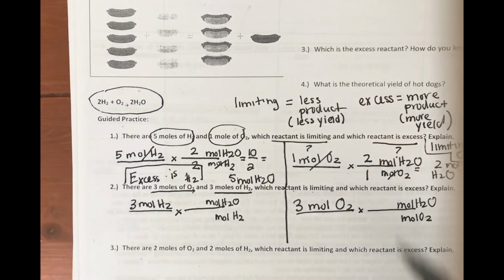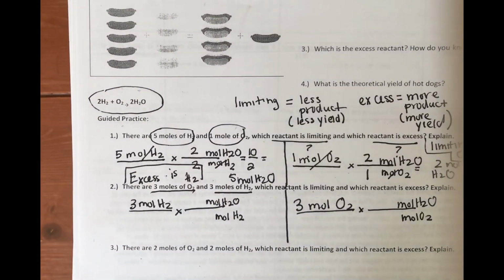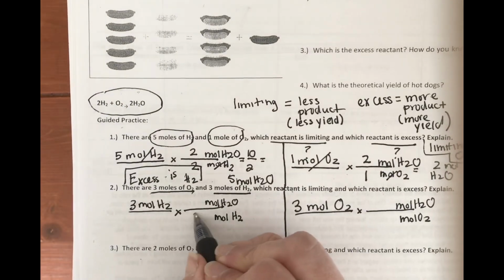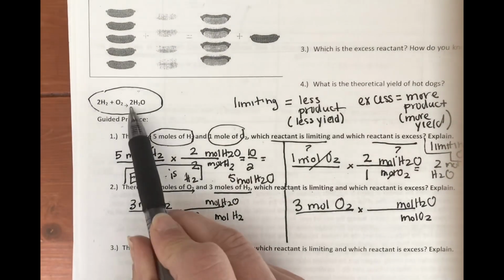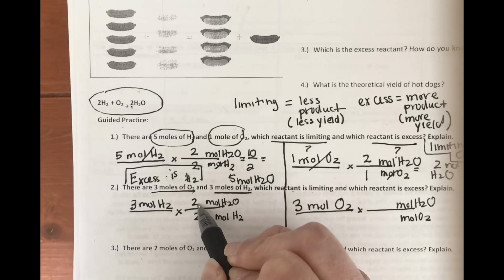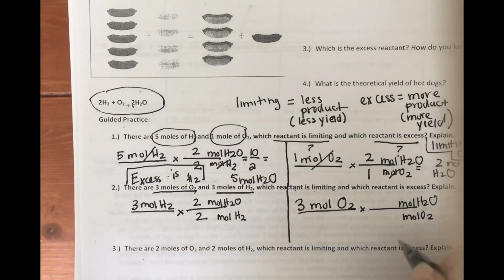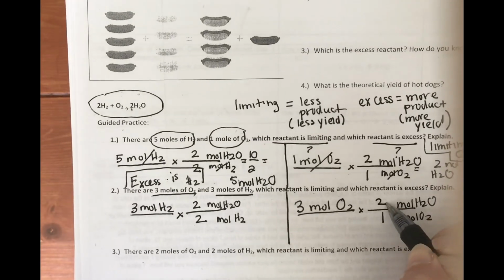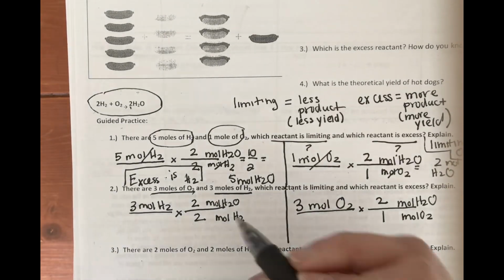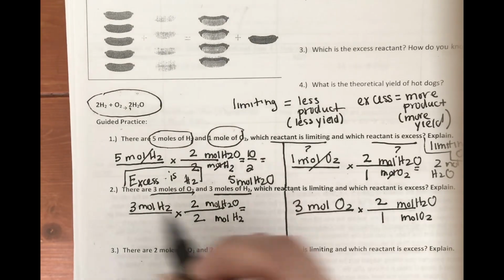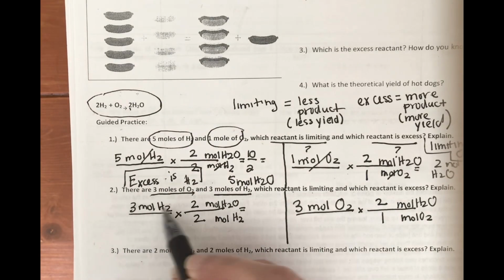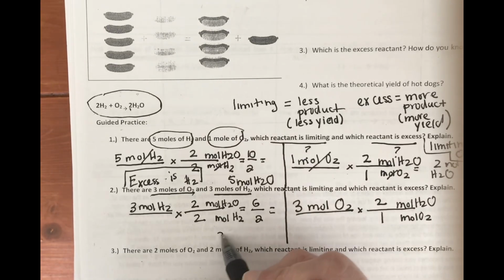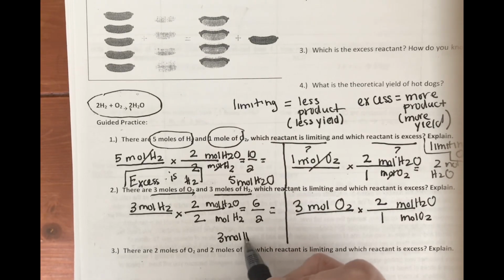And now I can just fill in my coefficients. So let's go ahead and do that. So the 2 goes here, the 2 from H2O goes here, the 1 from O2 goes here, and the 2 from the H2O goes up there. So now I can see, okay, 3 times 2, so we multiply across the top, is 6, divided by 2 is this 3 moles of H2O.